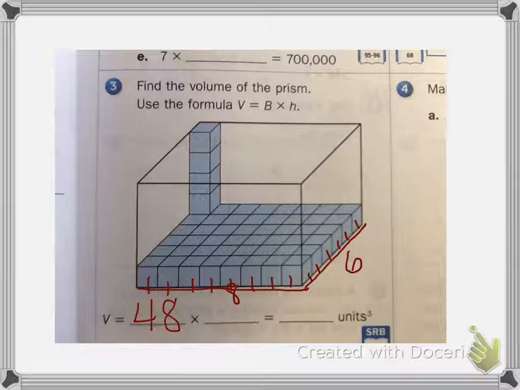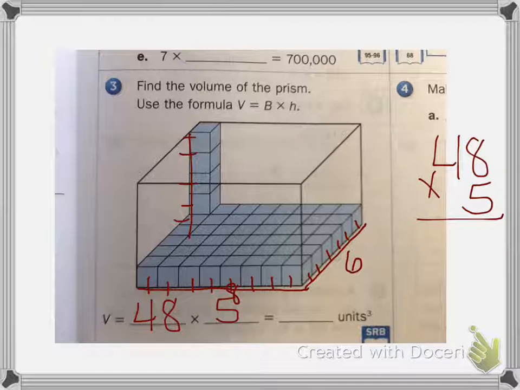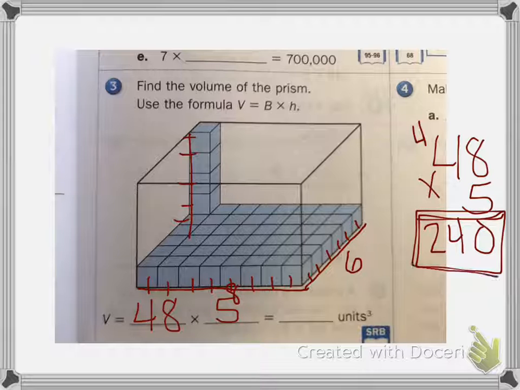Then I need to multiply it by the height. 1, 2, 3, 4, 5 to find the volume. So 48 times 5. 5 times 8 is 40. Carry the 4. 5 times 4 is 20 plus 4 is 24. So the volume of that prism is 240 units cubed.